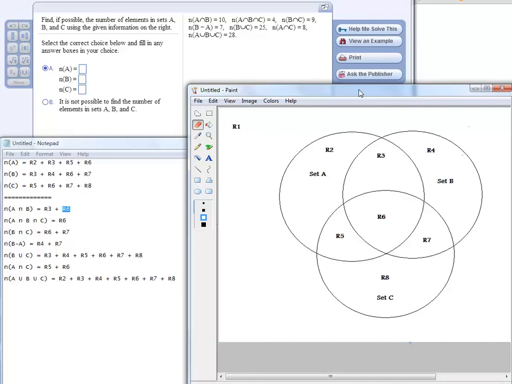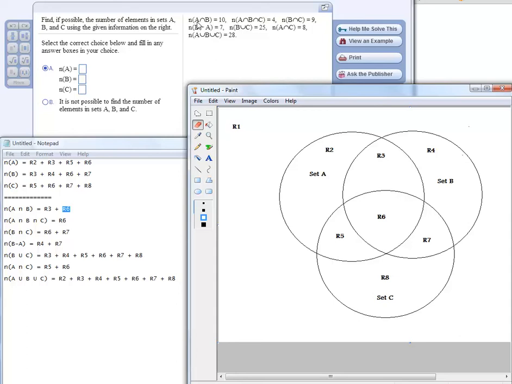Okay, so here's the question. Find, if possible, the number of elements in sets A, B, and C using the information on the right. And the main thing we're looking at here is the symbolism. N of A simply means we're looking for the number of elements in that set. Now, the information we're given is the number of elements in some, well, not oddly defined, just unfamiliar terminology defined sets.